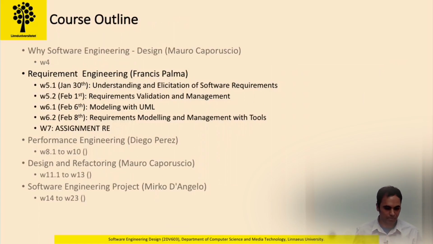As you already know, we have 3 main segments, and the first segment is requirements engineering, which I will be responsible for, where we will look at understanding software requirements and requirements engineering, and in particular how we elicit software requirements. Then we also have requirements validation and management, where we try to analyze requirements, check that requirements are correct and valid, and manage the changes in the requirements, because requirements are changing constantly.